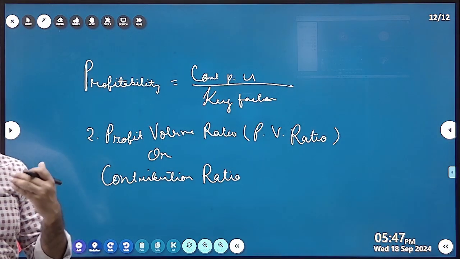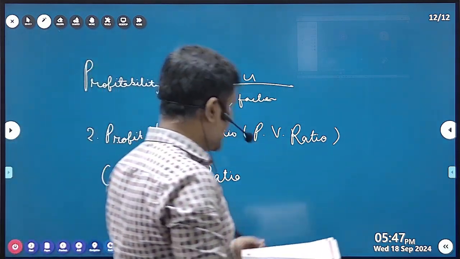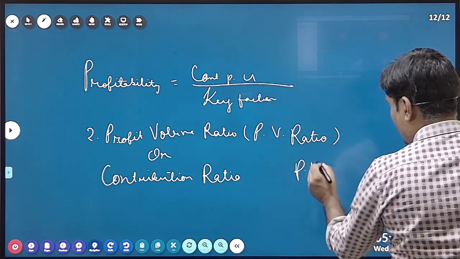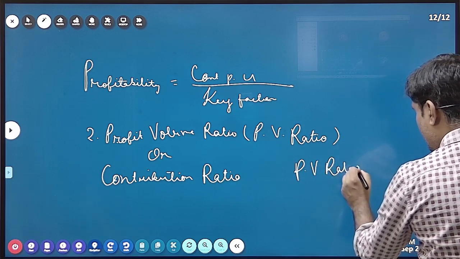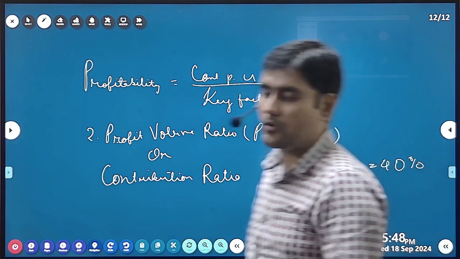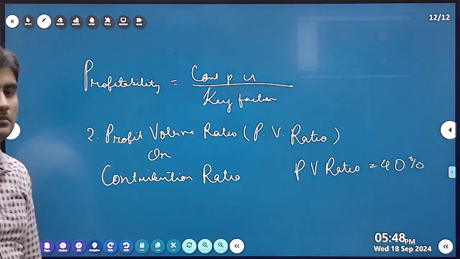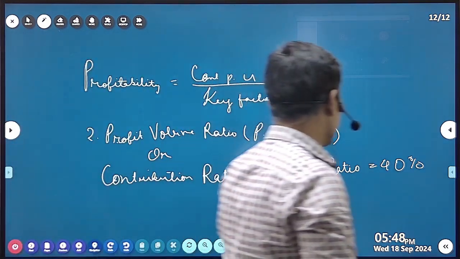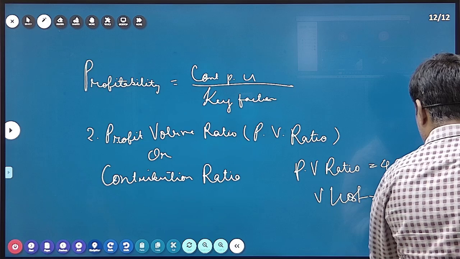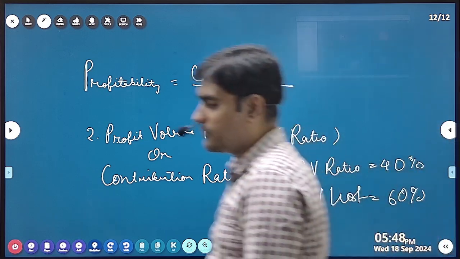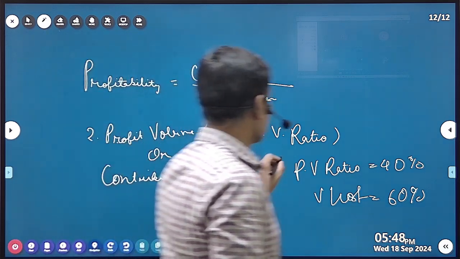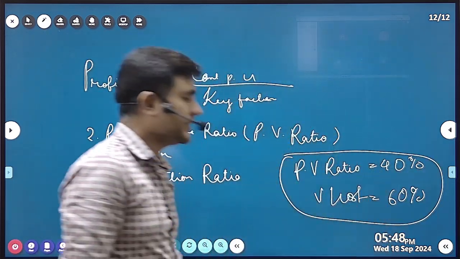What is the percentage of PV ratio? So if our PV ratio is 40%, then what will be our variable cost? 60%. Total should be 100. Variable cost 60%. So this can also be used to find out variable cost, contribution, or such things. You should also keep this in mind.